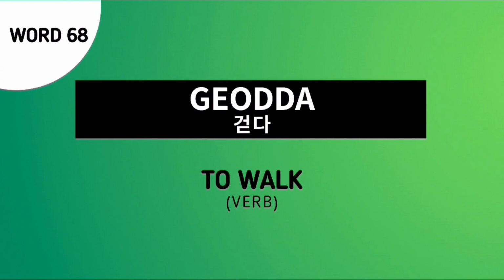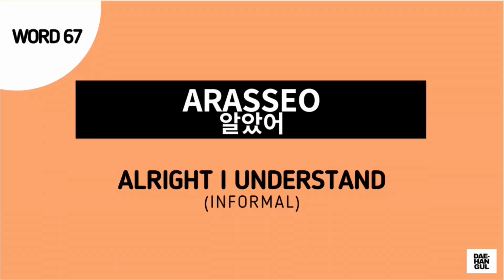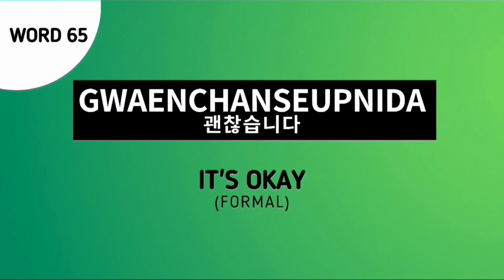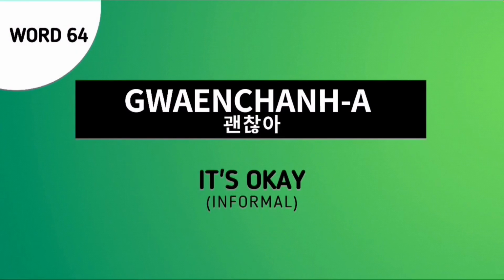Next word is kotta. This is a verb which means to walk. Next word is Araso, which means alright, I understand, in an informal manner. Next word is alta. This is a verb which means to know or understand. Next word is Gwaenchana. This is a formal way of saying it's okay. Next word is Gwaenchana. This is an informal way of saying it's okay.